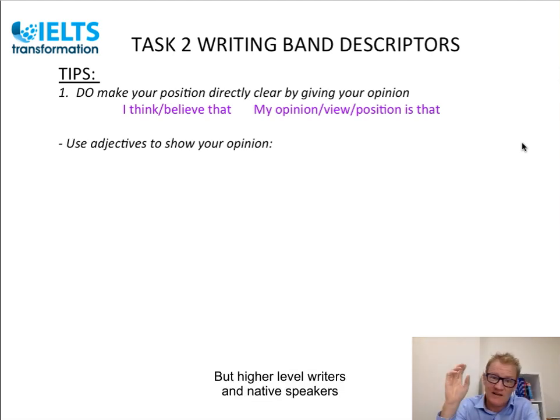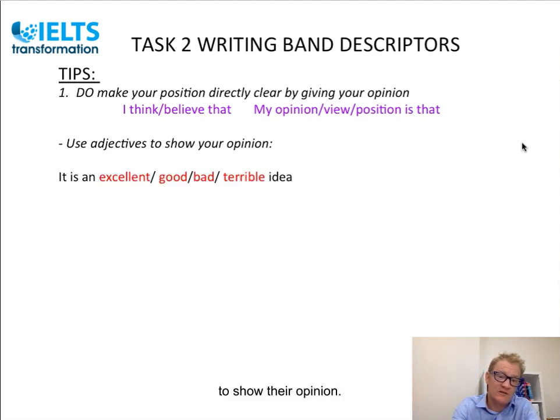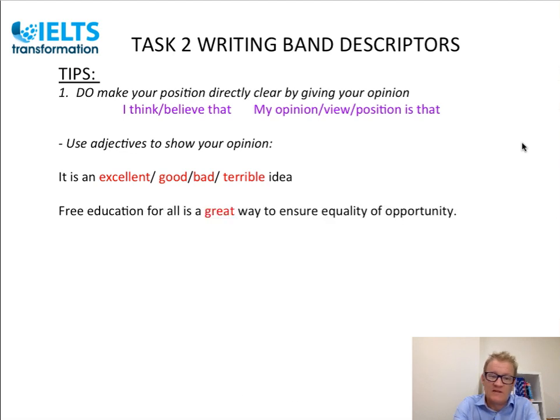But higher level writers and native speakers will also use adjectives to show their opinion. Look, this is an excellent idea, a good idea, a bad idea, terrible idea. So we know what you think. You're not saying I think this, but this is a good idea. So it's the adjectives are showing your opinion. For example, free education is a great way to ensure equality of opportunity, which means everyone has equal opportunities, which is a good thing in my opinion.